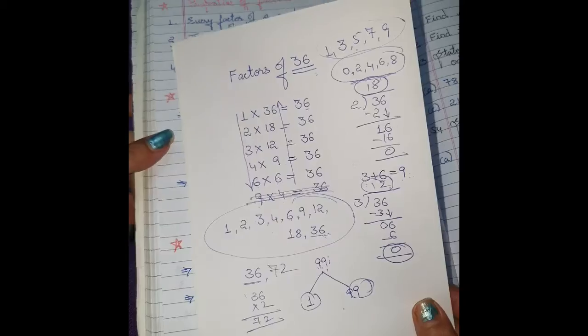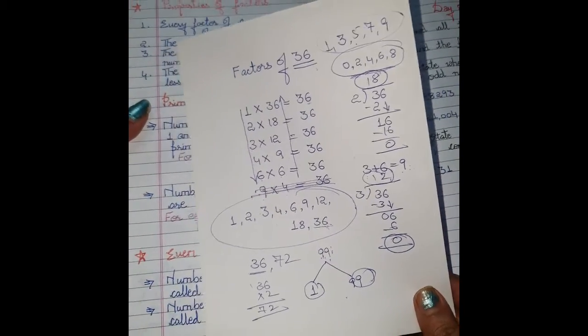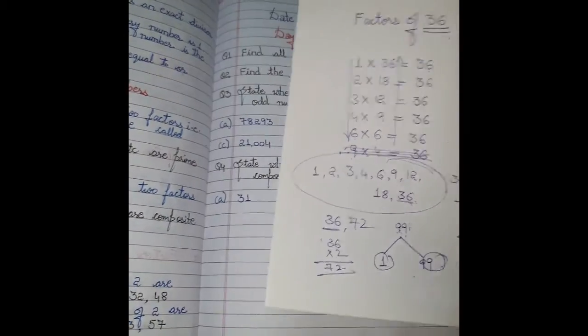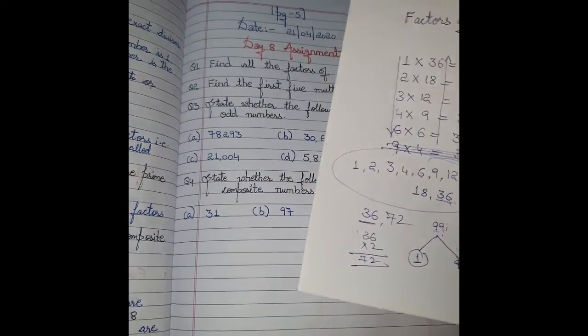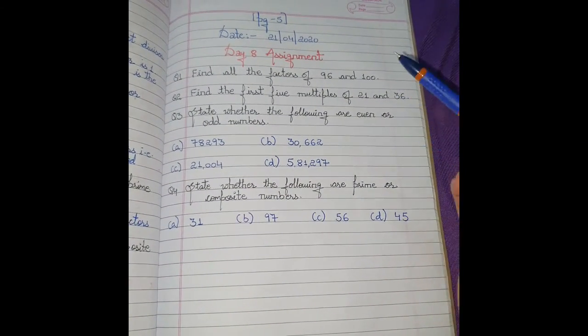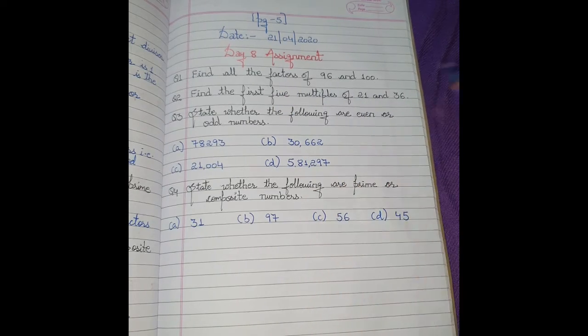I have explained to you about factors, multiples, properties of factors, properties of multiples. Then I have explained about prime numbers and composite numbers, and finally I have given you an explanation about even and odd numbers. Now, according to these topics, I have given you one assignment. You have to find the factors of 96 and 100.